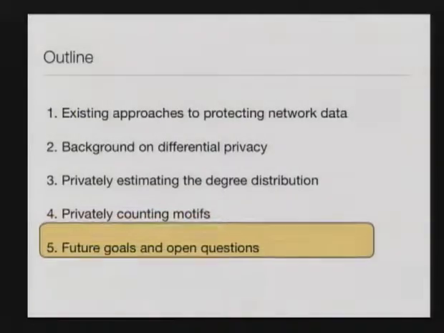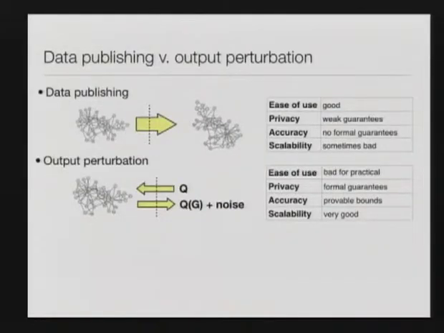Counting motifs is a fundamentally harder analysis to do under differential privacy. It's higher sensitivity. In fact, its sensitivity is very high, so much so that standard differential privacy techniques are probably going to return useless answers. So we have a technique which weakens the privacy notion a little bit and improves the error. So I'm going to skip over this and talk briefly about where we're headed with this work.